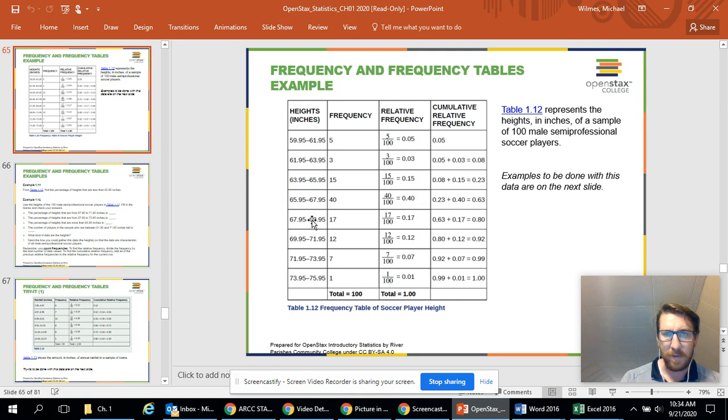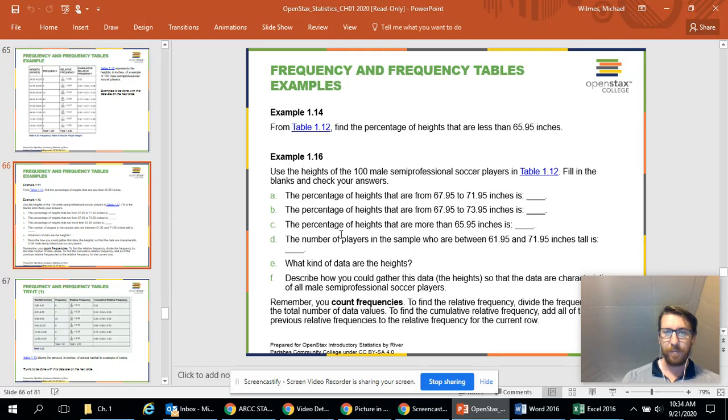So you kind of get how this is going, 67 and 73. So we're looking at these 3 in here. So we just did those two, 29 plus 7%, so 36%.